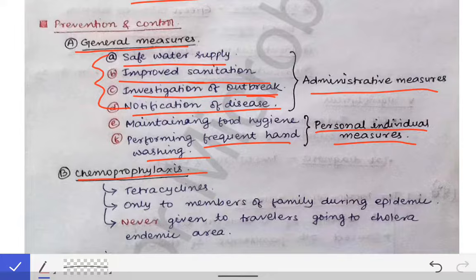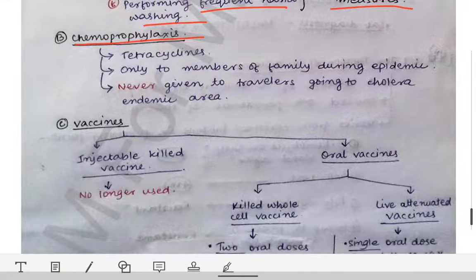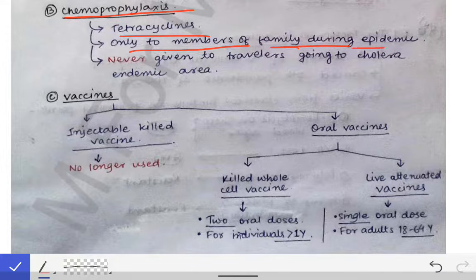Then we come to the chemoprophylaxis. Chemoprophylaxis is given by tetracycline, but this chemoprophylaxis is given only to the members of the family, and that also during an epidemic. So if an epidemic occurs, then tetracycline chemoprophylaxis is given to the members of the family.